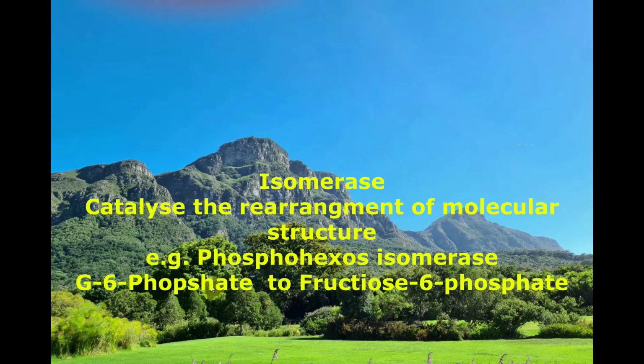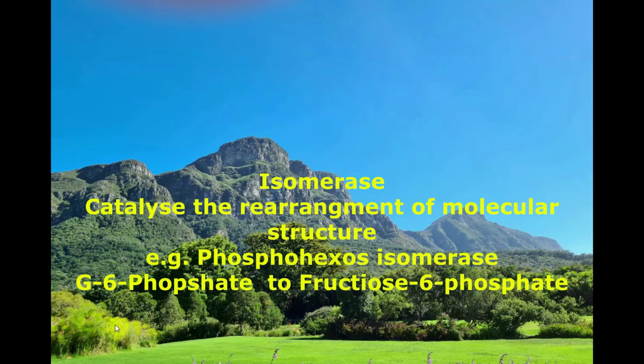The fifth one is the isomerase. This catalyzes the rearrangement of molecular structure to form an isomer. The rearrangement produces a new structure, known as an isomer. For example, phosphohexose isomerase. See here, glucose 6-phosphate is converted into fructose 6-phosphate. It is an isomer. Only the phosphate group is rearranged from the sixth position, and then fructose 6-phosphate is produced.